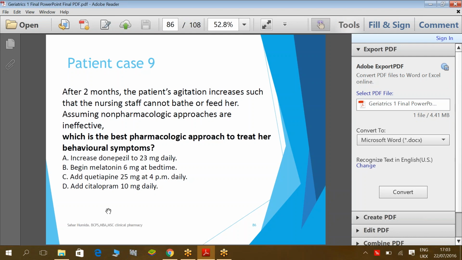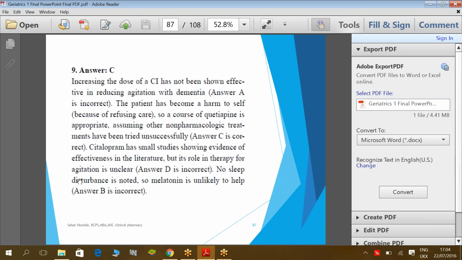Am I going to give her citalopram as an antidepressant? No, there is no depression here. So the answer is going to be quetiapine, an antipsychotic. Why? Because this patient is starting to show strange behavior toward herself. When the patient is starting to show something that tells you she's putting herself at risk, she is not feeding, she is not eating, so I have to begin the antipsychotic, which is quetiapine. So the answer is C.